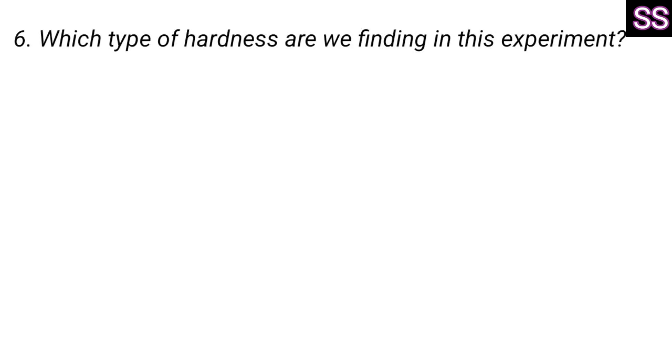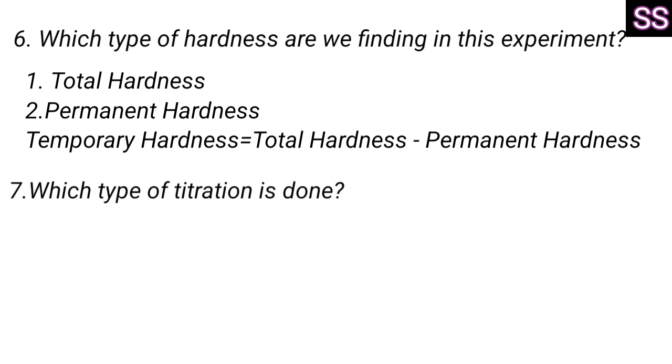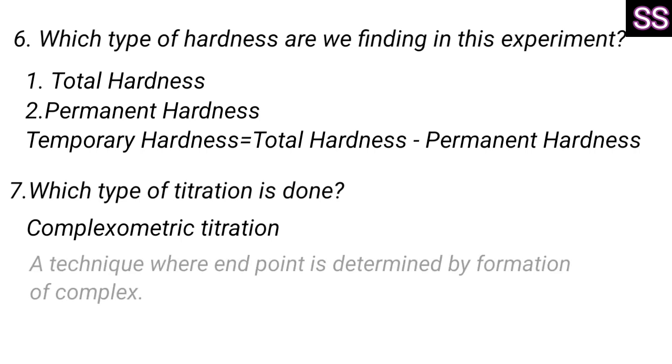Which type of hardness are we finding in this experiment? We are finding total hardness followed by permanent hardness. For temporary hardness, we will be taking the difference of the above two. Which type of titration is being done in this experiment? We are performing complexometric titration. What is complexometric titration? It is that type of titration where the endpoint is determined by formation of a complex.